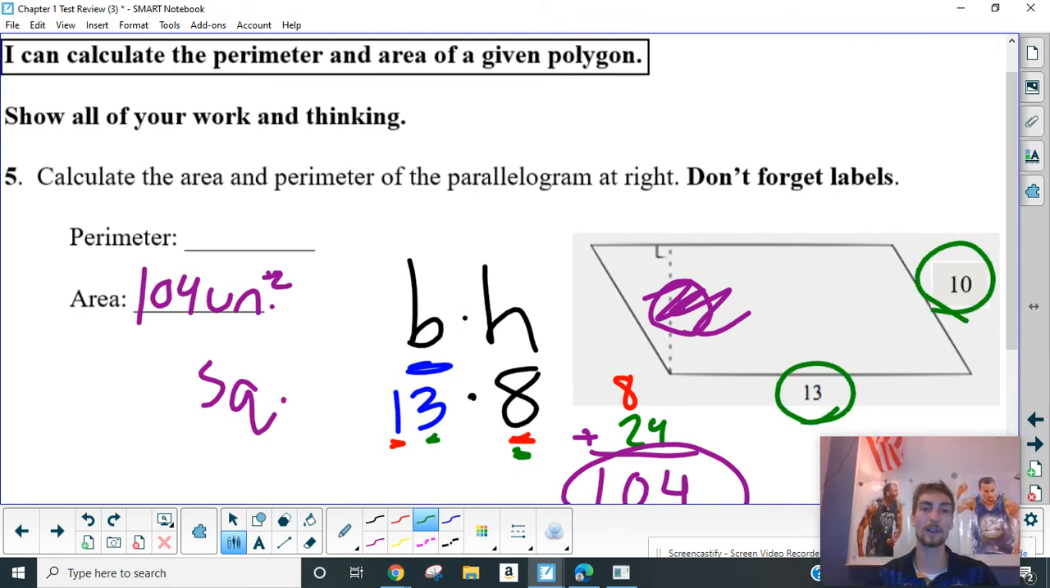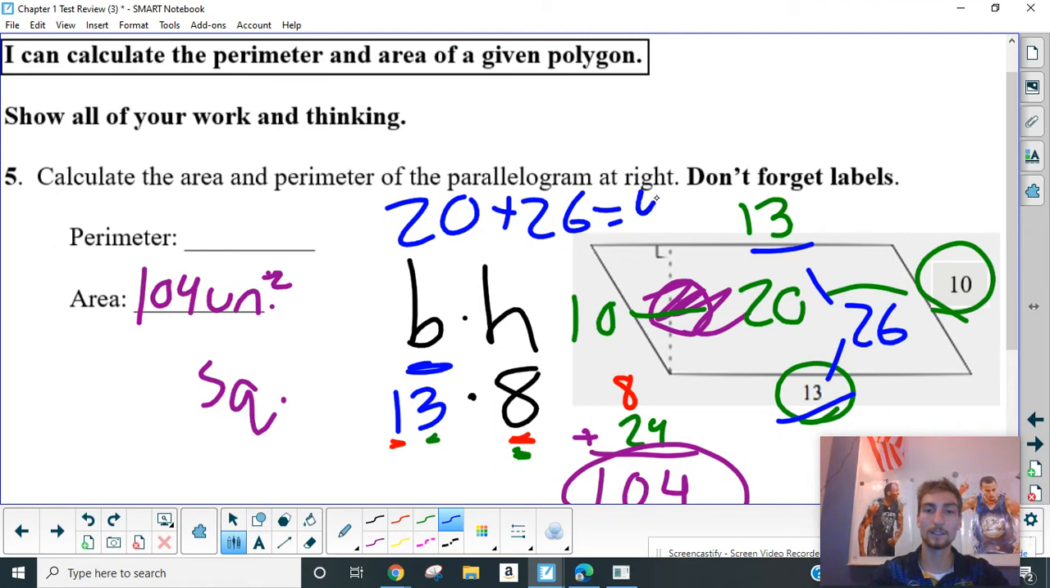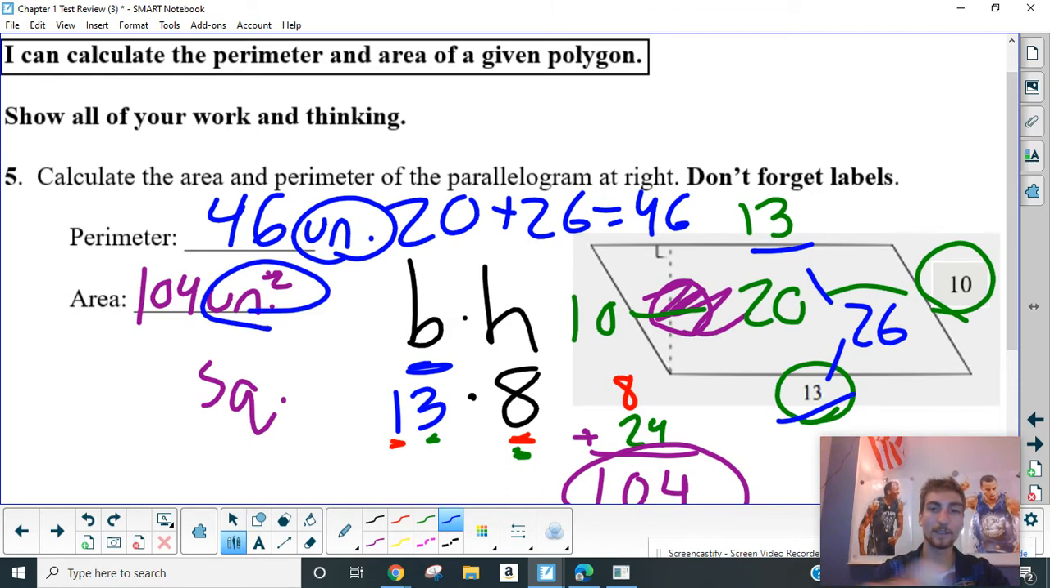And since this is a parallelogram, what do we know about the opposite sides? Well, we know that they're the same. So 13 across from 13, 10 across from 10. So now if I add all these together, I'm going to do 10 plus 10. That gives me 20. And then if I do 13 plus 13, that's going to give me 26. 20 plus 26 gives me 46. So I can write 46 units. Look at that, I didn't forget my labels.